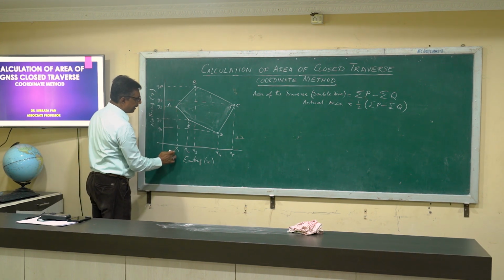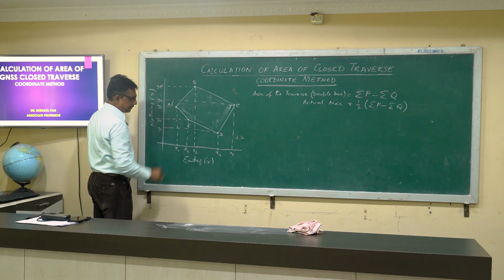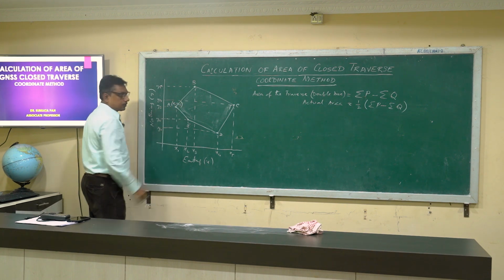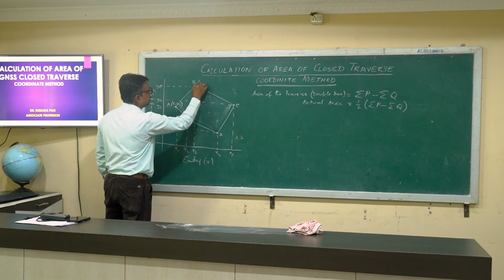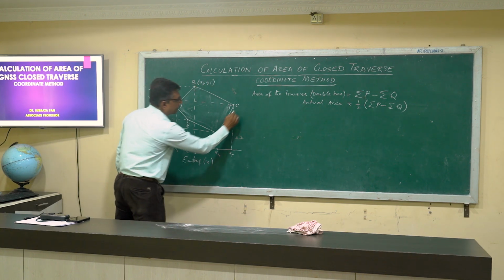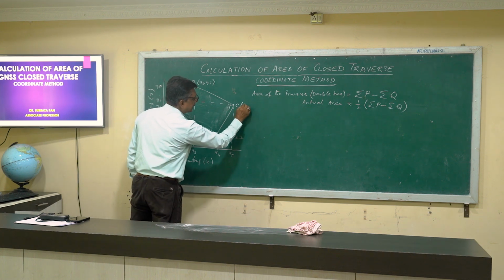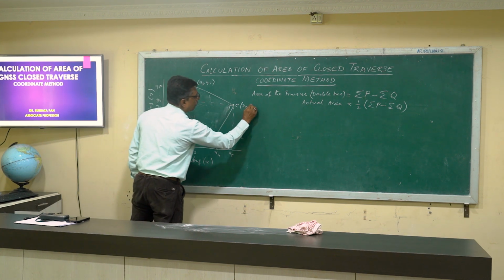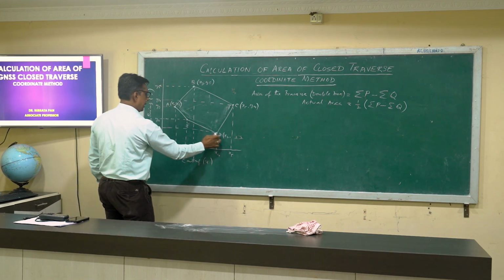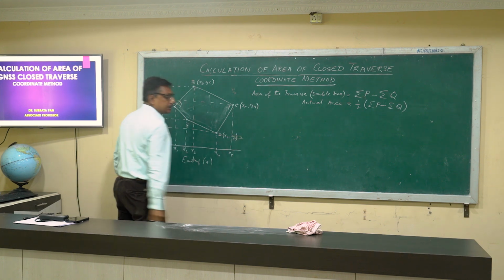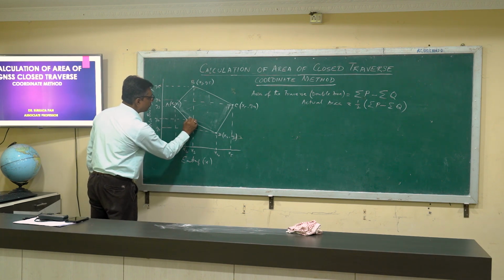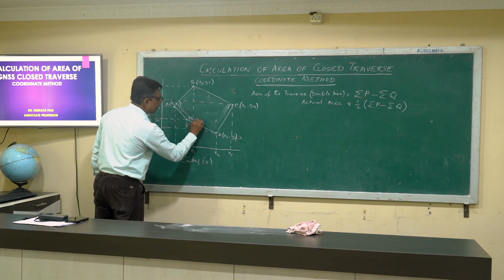Now A is represented by, as you see from the diagram, x1 and y3. So this is A. Now B is represented by x3, y5. C is represented by x5 and y4. D is represented by x4 and y1, as you see from the diagram. Now E is represented by x2 and y2.